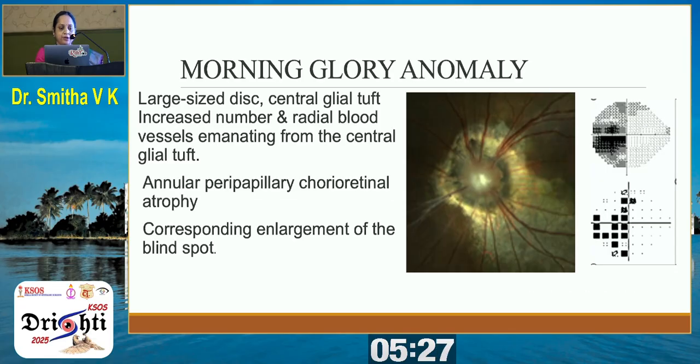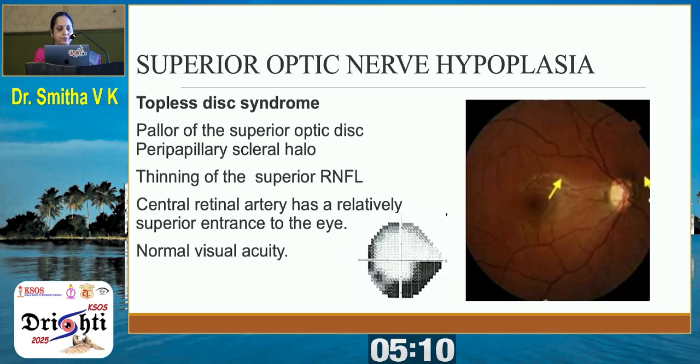In morning glory anomaly, there is a large size disc with a central glial tuft. There is increased number of radiating blood vessels emanating from the central glial tuft. And there is annular peripapillary chorioretinal atrophy with corresponding enlargement of the blind spot. In superior segmental optic nerve hypoplasia, otherwise known as topless disc syndrome, there is pallor of the superior optic disc with peripapillary scleral halo and thinning of the superior RNFL with corresponding inferior visual field defect.